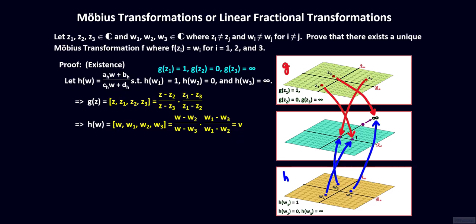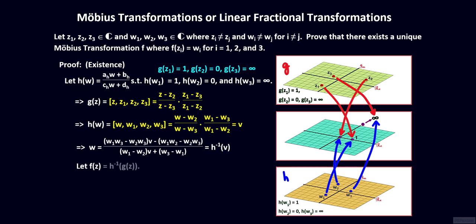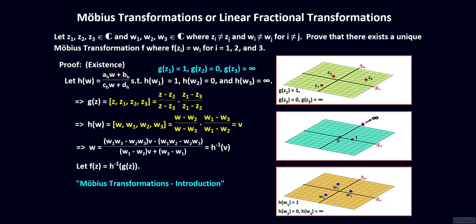We can find H inverse directly by solving for w in terms of v. w in terms of v is equal to this fraction. This is H inverse of v. We now make the claim that f of z equals H inverse of G of z. In the video lecture Möbius Transformations Introduction, we also had shown that the composition of two Möbius transformations is a Möbius transformation, so that H inverse of G, and therefore f, is a Möbius transformation. We just need to verify that f does what it is supposed to do.